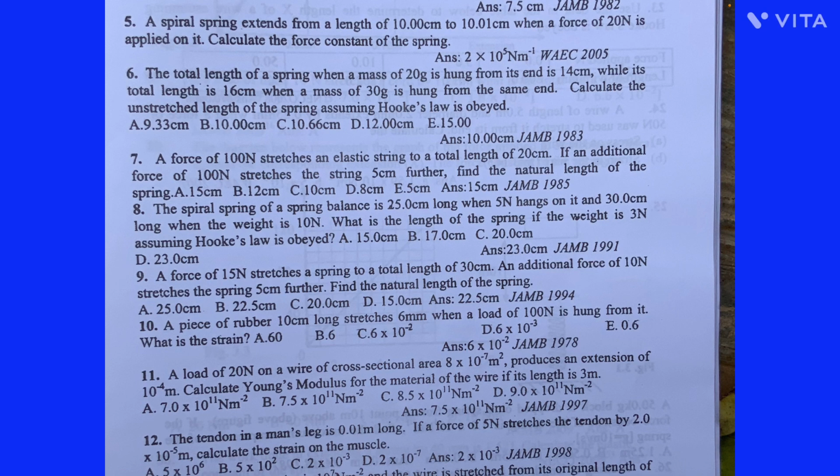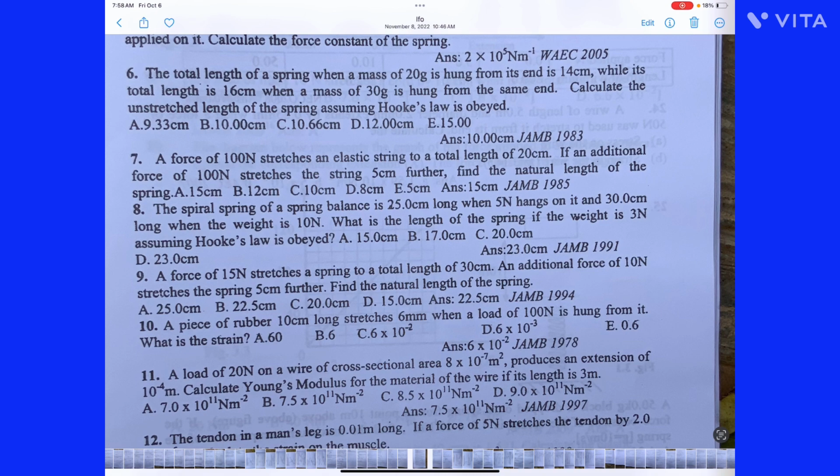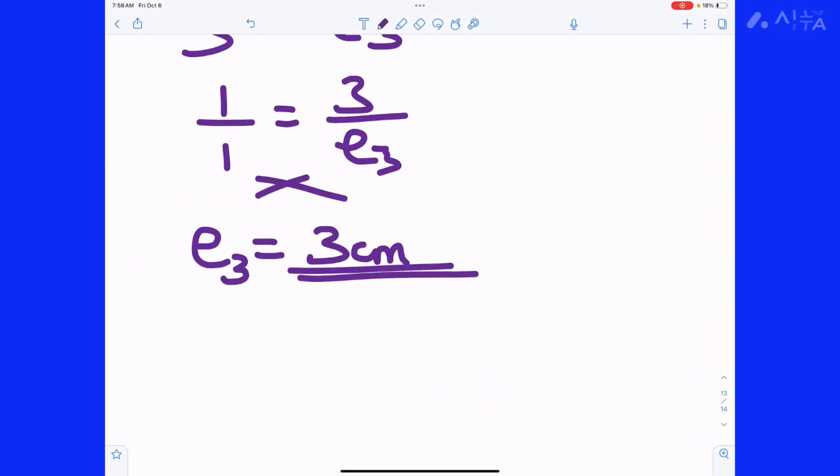Okay. What number was that? It says, what is the length of the spring if the weight is 3 newtons, assuming Hooke's law is obeyed. I'm still on number 8. We are not looking for extension. We are actually looking for the final length when a 3 newton force is hung on the spring. So let's make corrections there. We got the extension, but we are supposed to find the length.